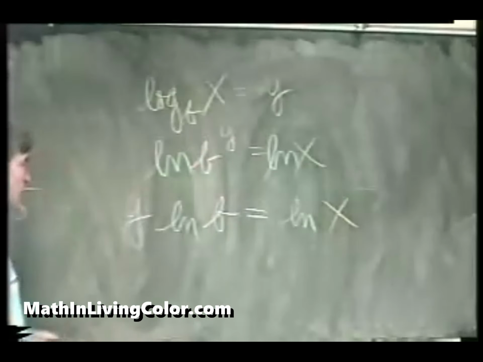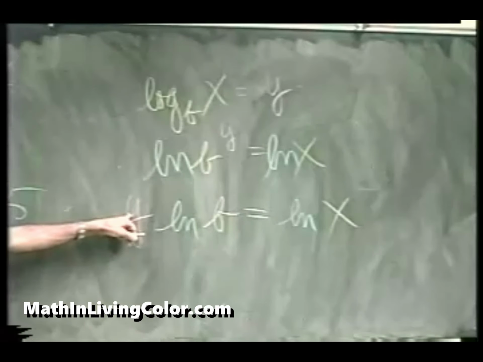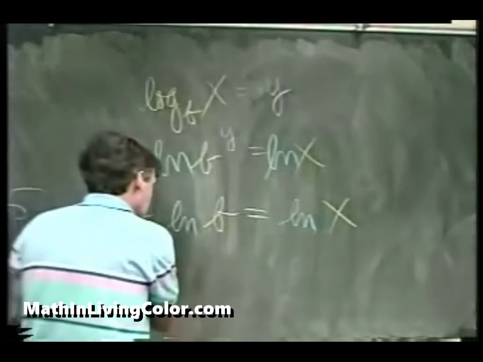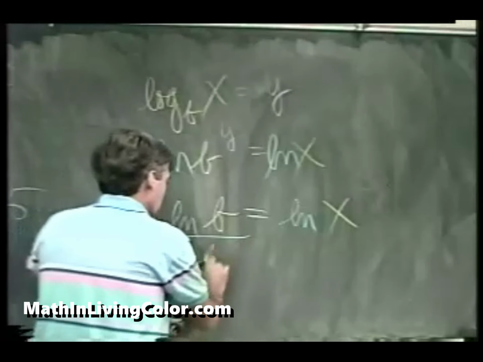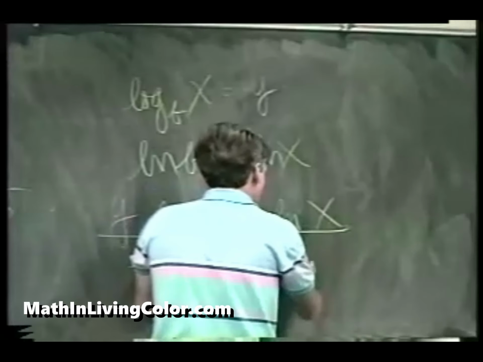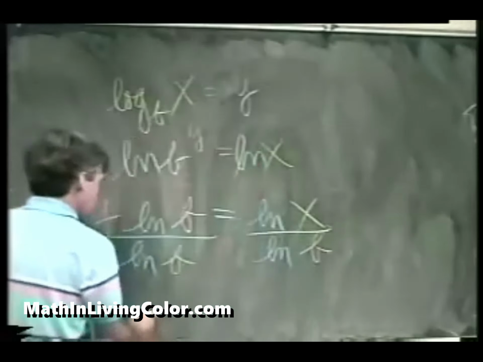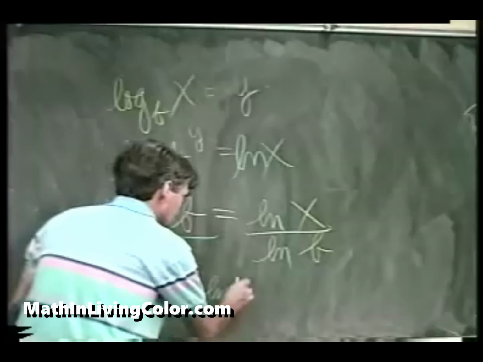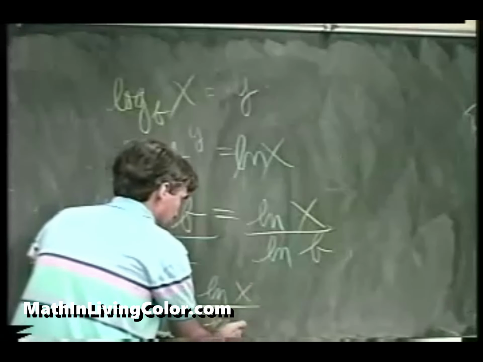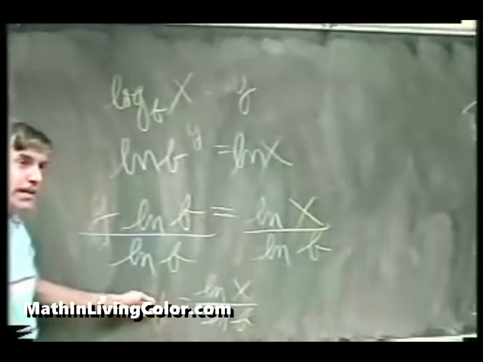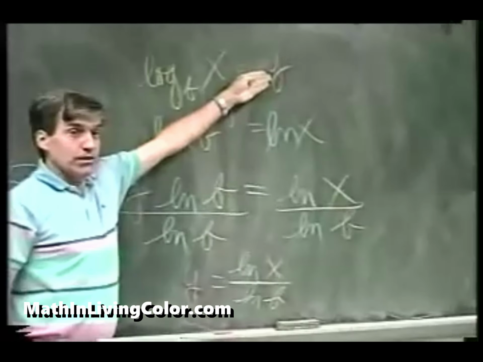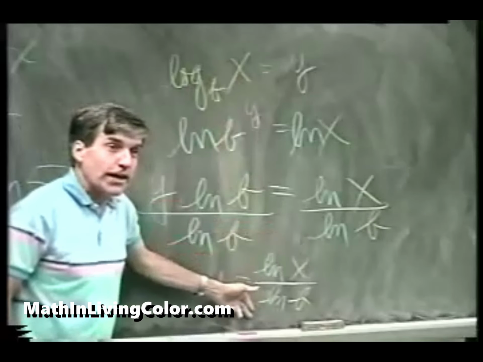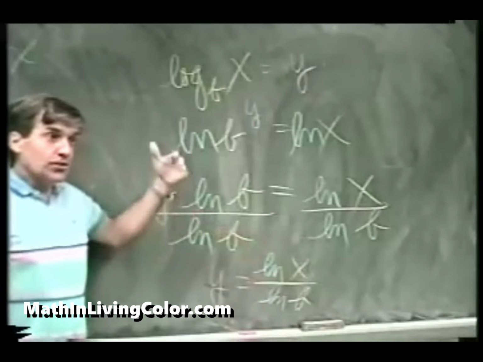Okay? Now how do I solve for y? I'm trying to solve for y here, by the way. Divide both sides by the ln of b. And what you end up with is y equals the ln of x divided by the ln of b. Okay? Now, this y is that y, isn't it? So therefore, log base b of x is equal to ln of x over the ln of b. So it's a very simple thing to remember.